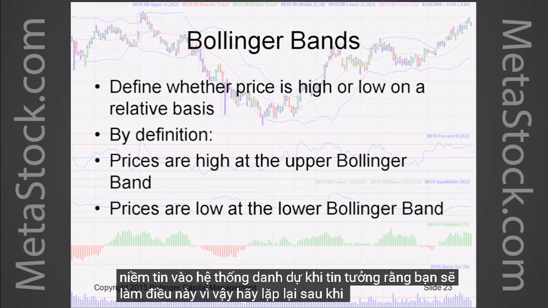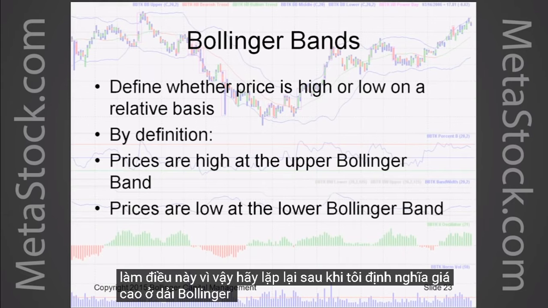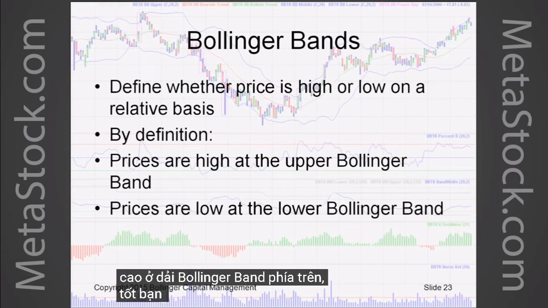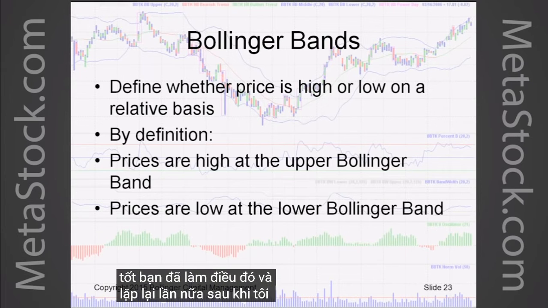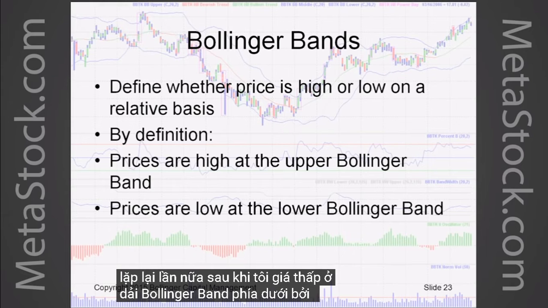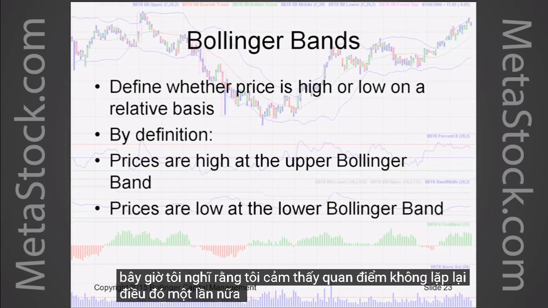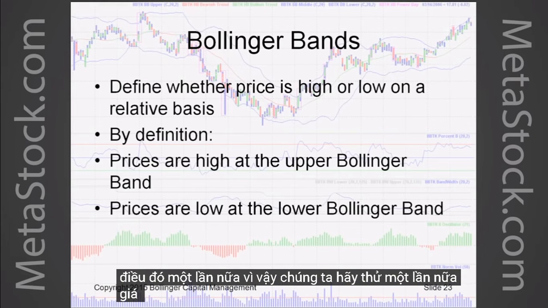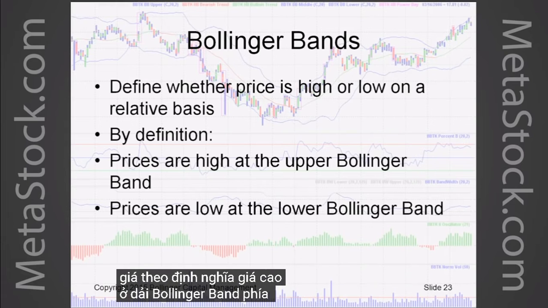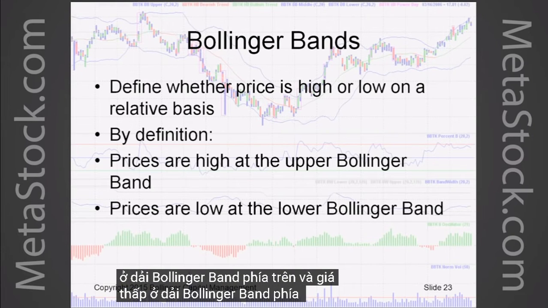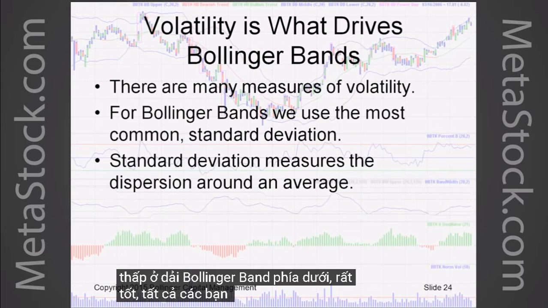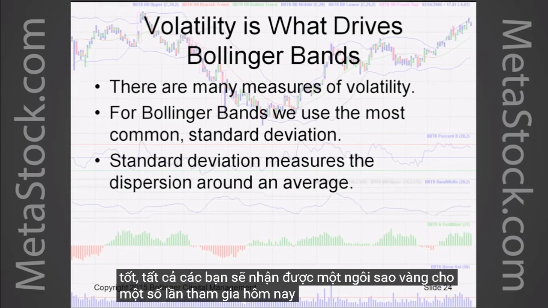So repeat after me. Prices are high at the upper Bollinger Band by definition. Good. You did that. And repeat again after me. Prices are low at the lower Bollinger Band by definition. I think a few of you didn't repeat that. So let's try once again. Prices, by definition, are high at the upper Bollinger Band and prices are low at the lower Bollinger Band. Very good. You all get a gold star for today's participation.